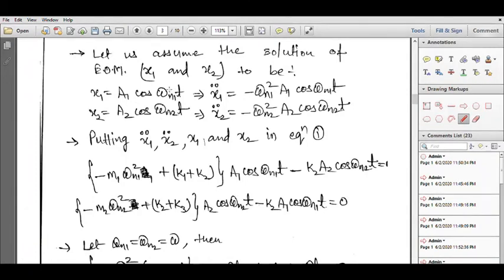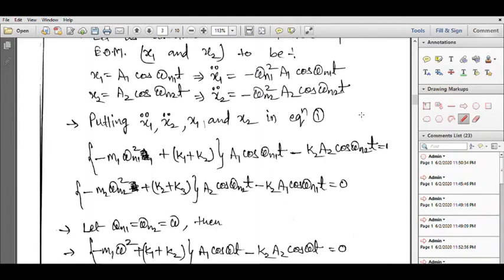Omega n1 and omega n2 are the natural frequencies of the vibrational displacements x1 and x2. Now once I have assumed x1 and x2, I can write x1 double dot and x2 double dot. X1 double dot will be the double differentiation of x1, that is a1 cos omega n1 t, and we are going to get this as minus omega n1 square a1 cos omega n1 t. Similarly, x2 double dot is minus omega n2 square a2 cos omega n2 t.